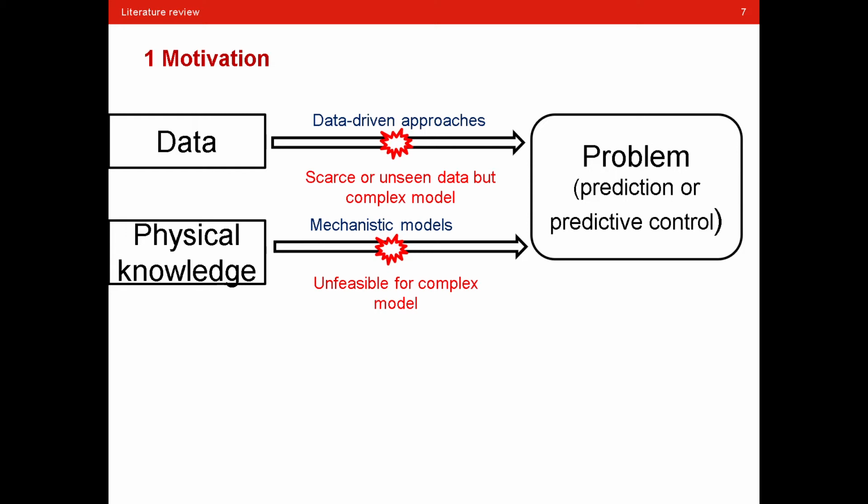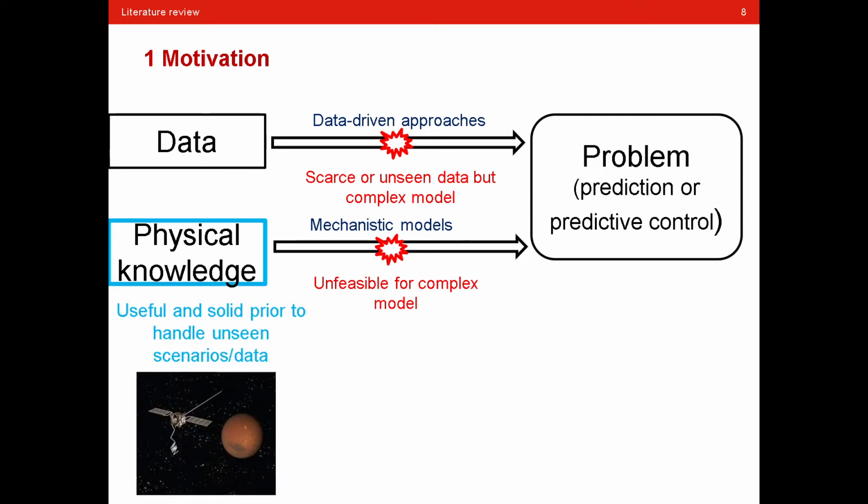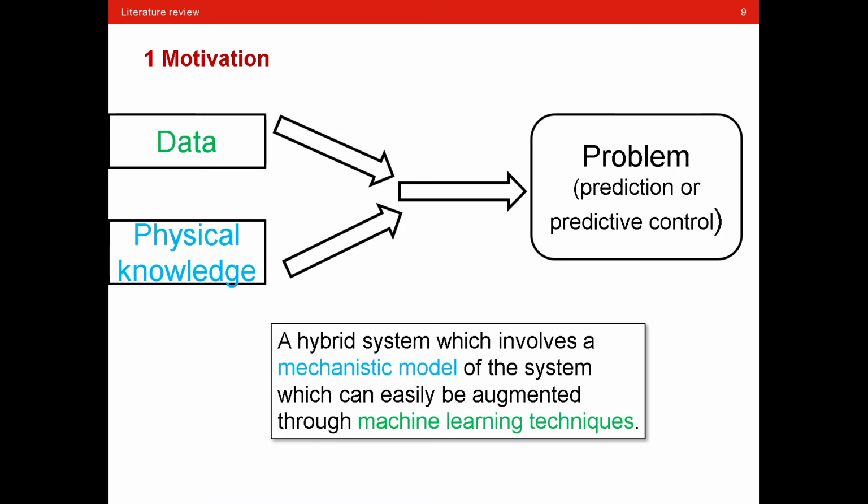Given these facts, the authors point out that the physical knowledge in the mechanistic model can be a useful and solid prior to handle unseen scenario data. For example, a satellite can navigate to Mars with unknown data, but with Newton's laws. So in this paper, they suggest a hybrid approach to combine the data-driven approach with the physical model, and it is emphasized that a hybrid system which involves a mechanistic model of the system can be easily augmented through machine learning techniques.